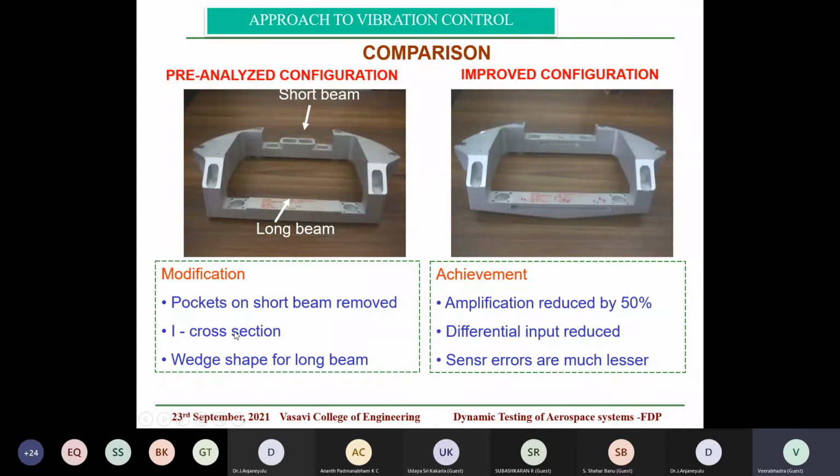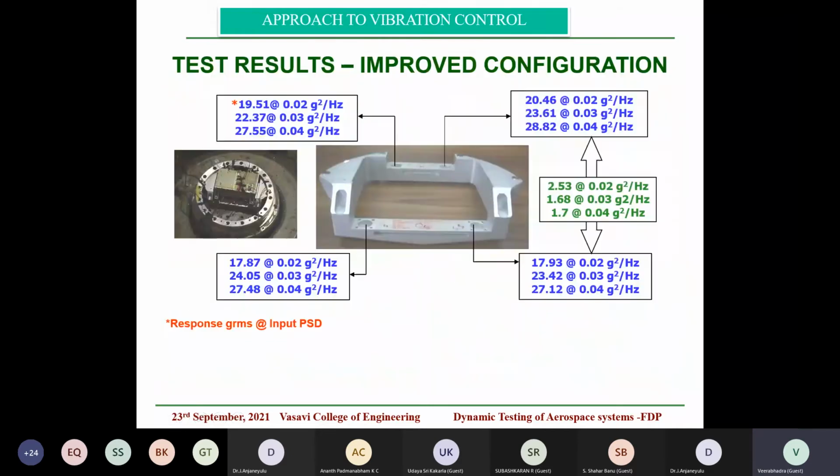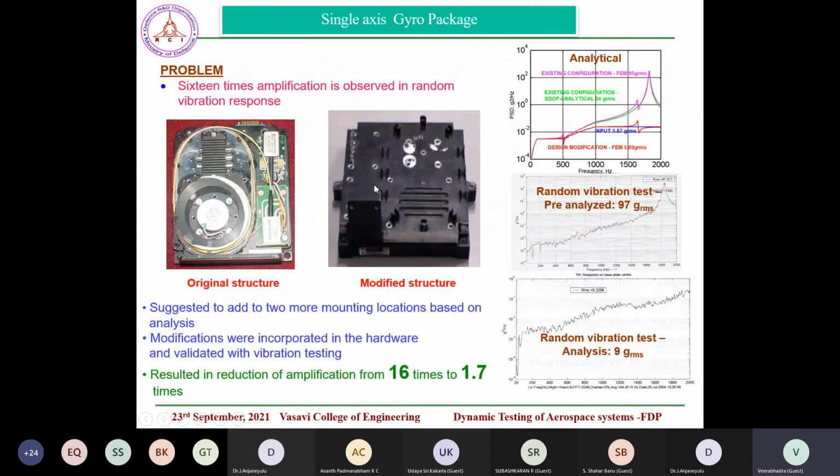So what modification we did is some small pockets have changed. We have introduced I cross section and wedge shape for long beam. And what we achieved is amplification reduction was more than 50%, differential input reduced, and sensor errors are much less now. For example, after the test, you can see for 0.04, the differential input has come to 1.7, which was earlier like 58 GRMS. So this helped us, like small understanding of the frequency component and where what is affecting can easily be changed.